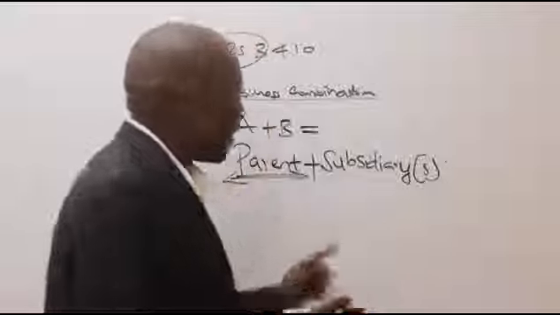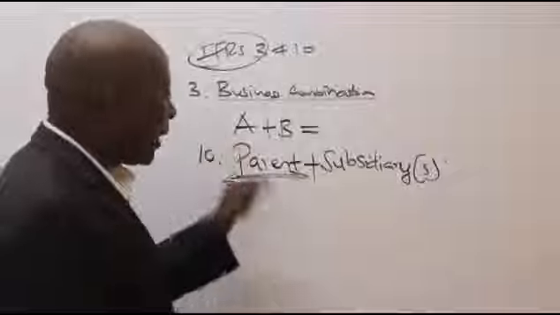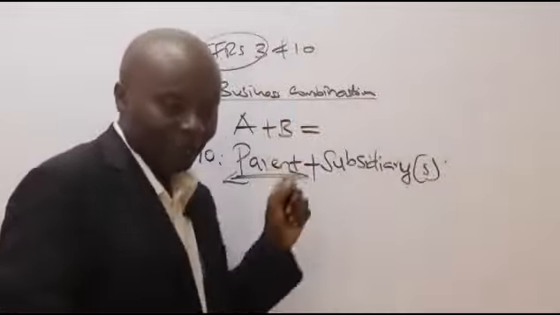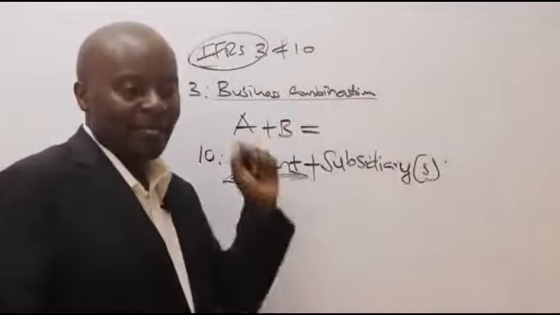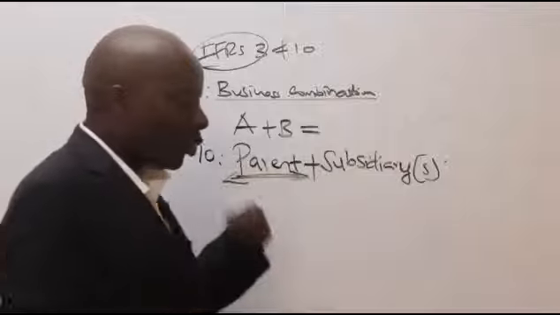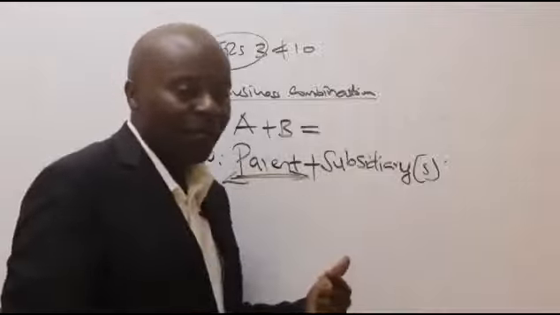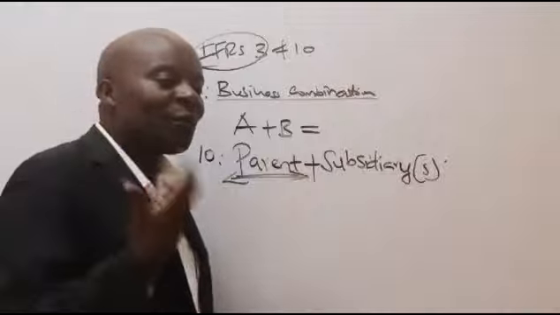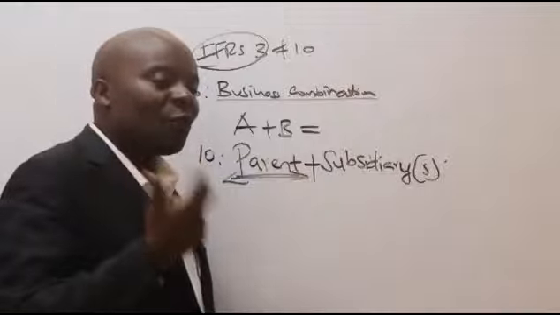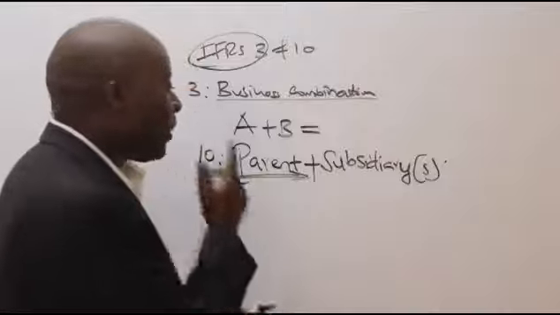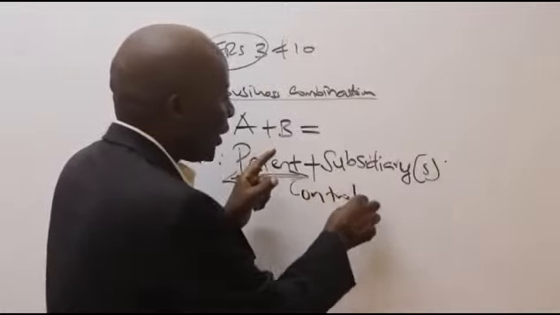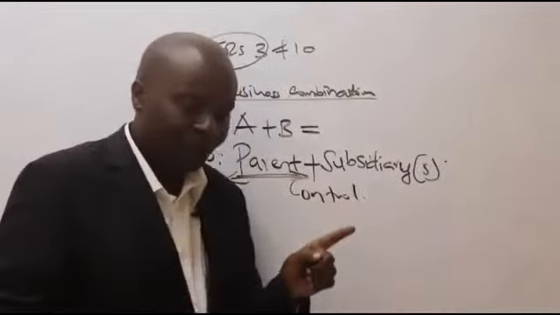Ladies and gentlemen, a parent is that particular company that is controlling another company. If I'm controlling my son, then I become a parent. And of course, a good parent, even if my son was to go to the university, I should still be able to exercise some form of control. So when you talk of a parent-subsidiary relationship, we are looking at what IFRS 10 calls the control aspect.